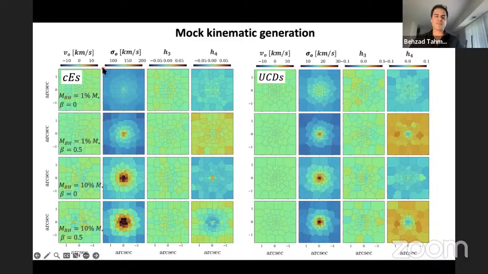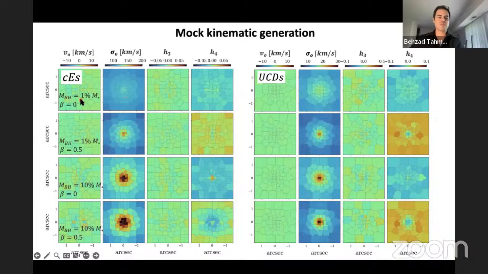So this is the kinematic map of our mock system. They are compact ellipticals, and this side are the UCDs. From top to bottom, this is the 10% black hole, isotropic, and 10% black hole, anisotropic. As we see, when we have a 10% black hole and it's isotropic, we have the most line-of-sight velocity dispersion in the center, and also the effect in the H4 map. So it will be easier to catch the black hole mass in this kind of system.